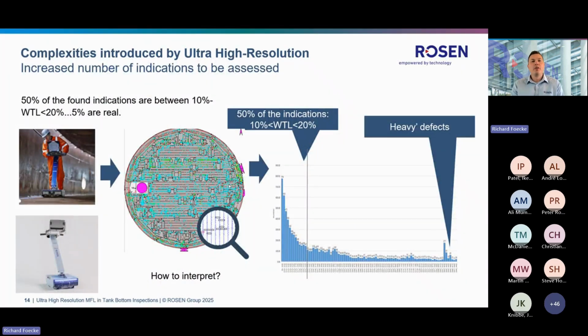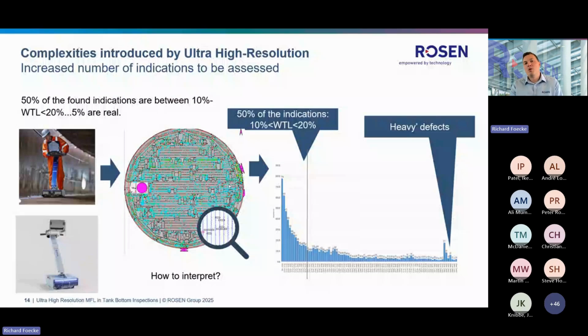As mentioned earlier already, the increased number of channels and the increased sensitivity lead to a much higher amount of indications. What we found out over the last couple of years is that about 50% of all indications are in the range of 10 to 20% metal loss. However, only 5% of these are real. And the challenge here is to identify the false calls, disable them, and of course also keep the true calls in.